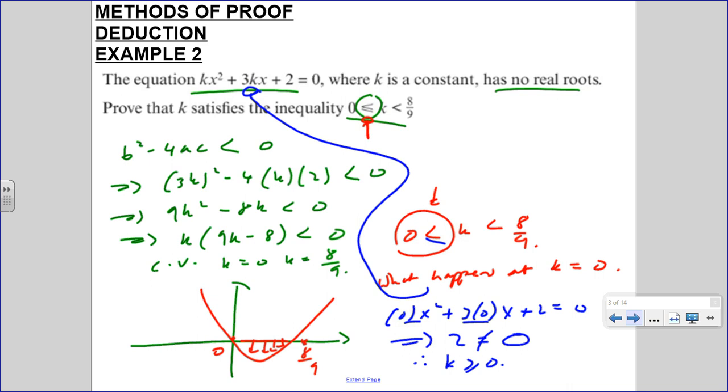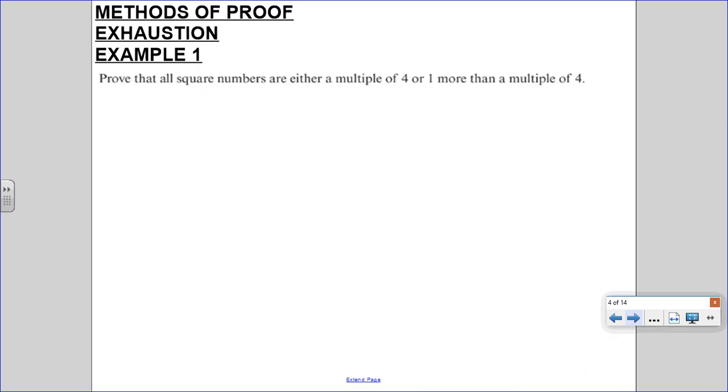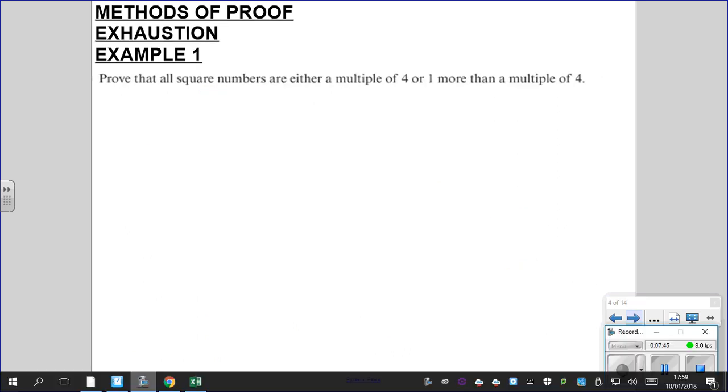And then you'd finish off. So it's also k is less than 8 over 9, and then you can put them together. So 0, 8 over 9. Okay? Next. How are we doing for time?